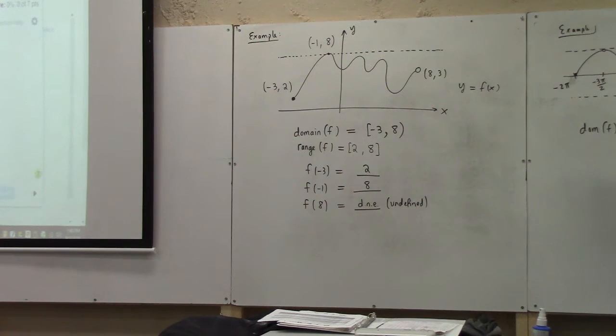Not equal to minus 3 pi over 2. It's not equal to minus pi over 2. It's not equal to pi over 2. And it's not equal to 3 pi over 2.